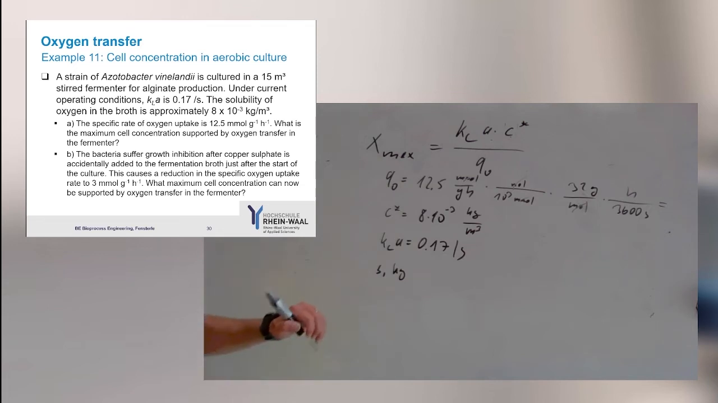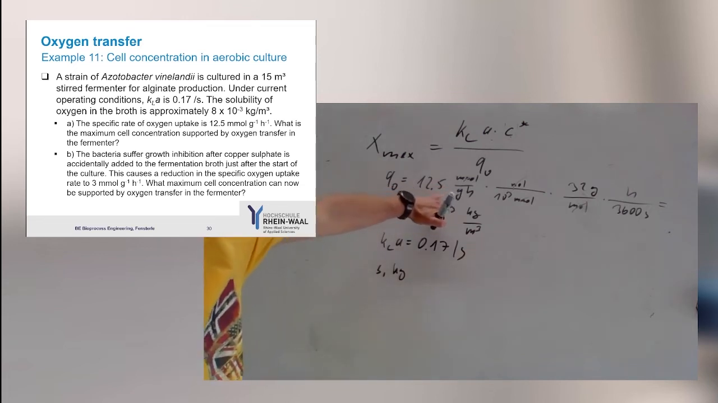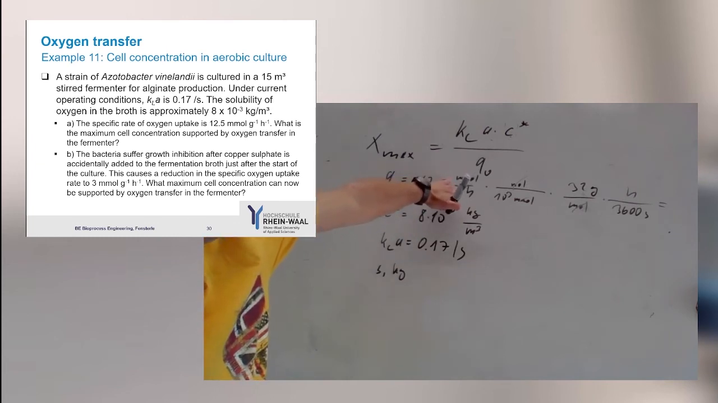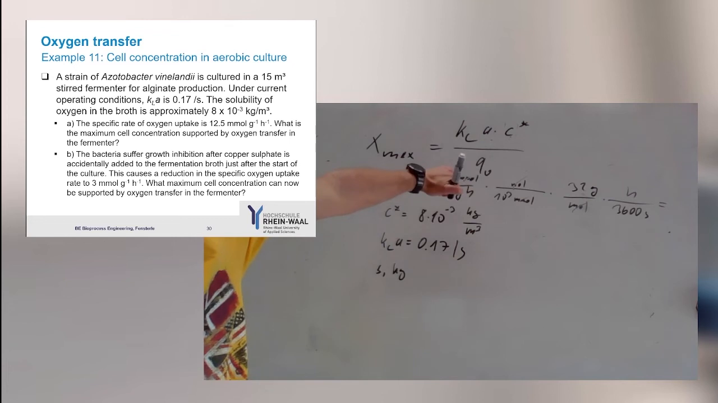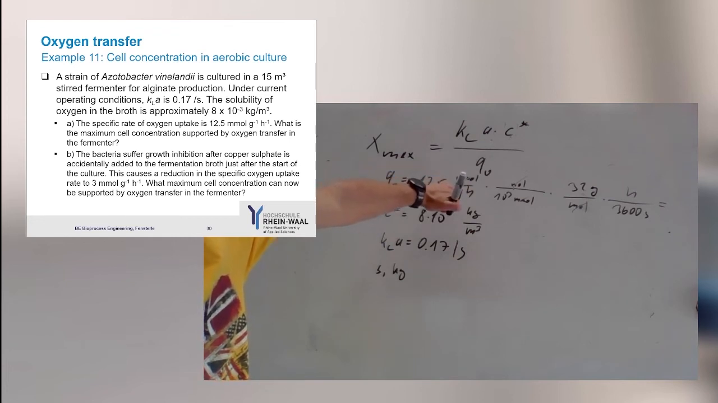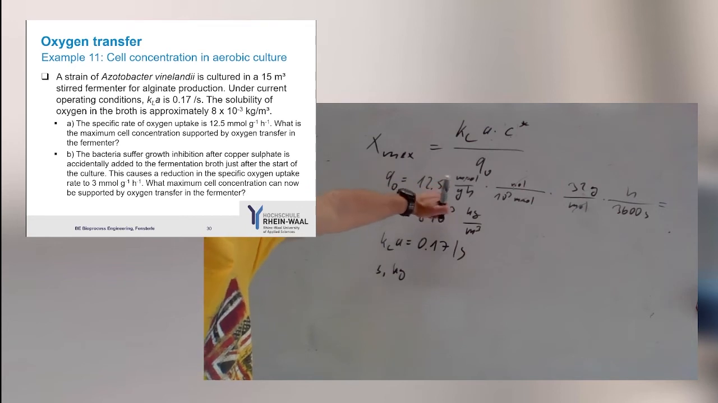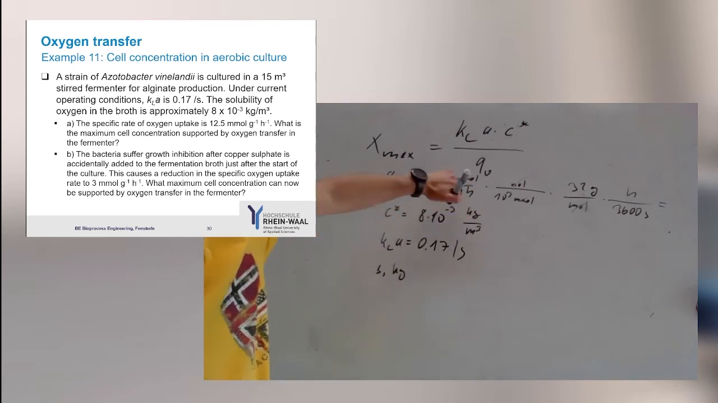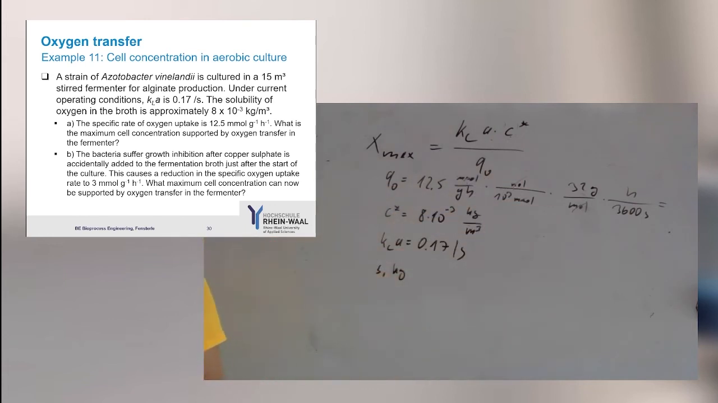So this, the Q0, is per gram cells, and this above is oxygen. So it's a different gram, so you should keep them. Don't do that. If you want to keep that gram in the unit, you would convert the grams of the oxygen.